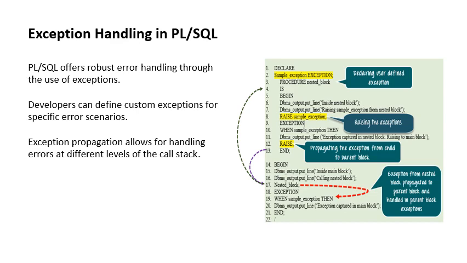Here, we have declared a sample exception and named it sample_exception, and there is a nested block. The block begins, and DBMS_OUTPUT.PUT_LINE prints inside the nested block. After this, we are raising the sample exception. Then we are propagating the exception from the child block to the parent block. The exception from the nested block is propagated to the parent block and handled in the parent block's exception section. And this is about exception handling in PL/SQL.